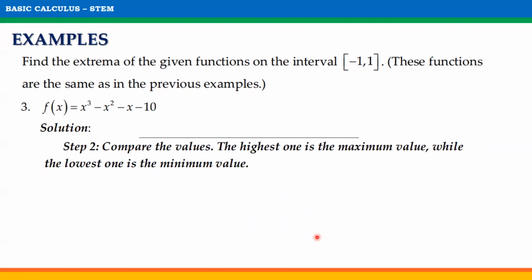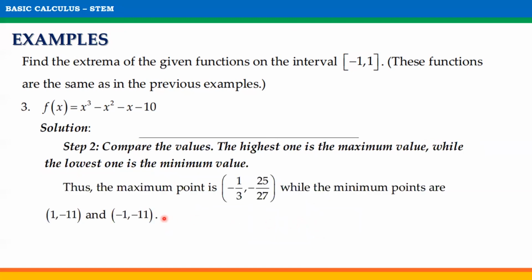By comparing the values, notice that the maximum point is -1/3, -25/27, which makes -25/27 the maximum value, while the minimum points are 1, -11, and -1, -11, which makes the minimum value -11.